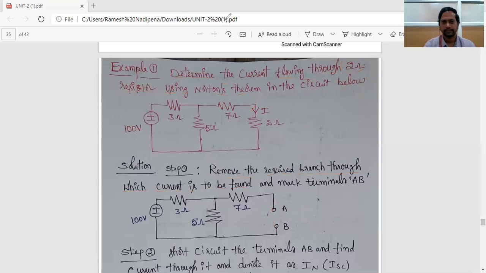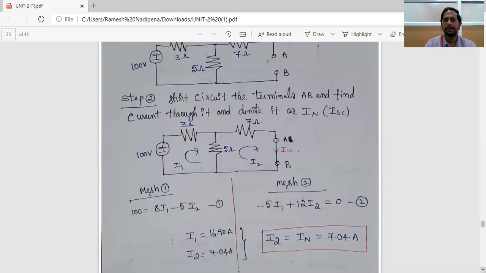Observe carefully. So this is step 1. Let us move on to step 2. So what is step 2 here? Short circuit the terminals AB. So these are the terminals AB, short circuit these terminals. Short circuit the terminals AB and find the current through it, and denote it as IN, that is Norton's equivalent current or short circuit current.